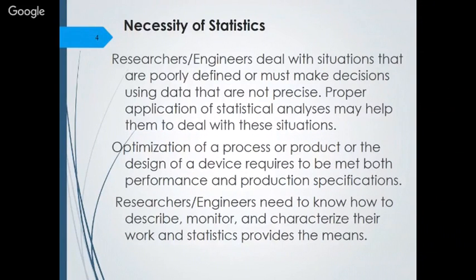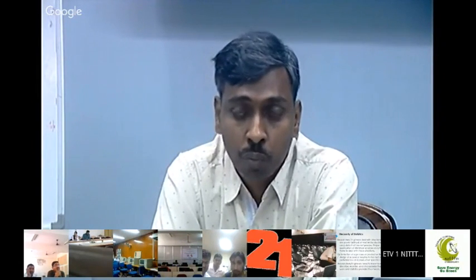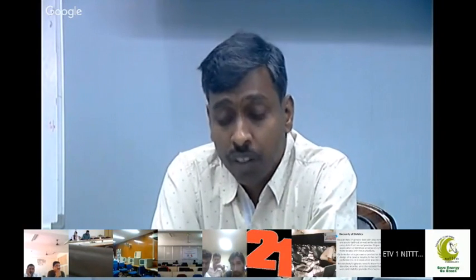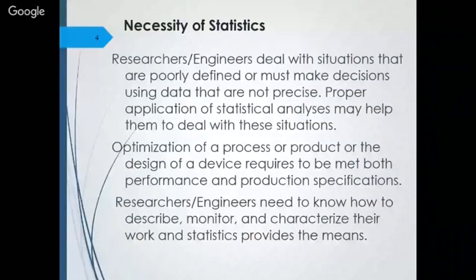So we want to make something. The particular person is required to optimize two things: one is performance and the other is production specification. So always we are thinking about maximizing the performance and minimizing the resource requirements. In such situations also we seek the help of statistics. So researchers and engineers need to know how to describe, monitor, and characterize their work, and statistics provides the means.